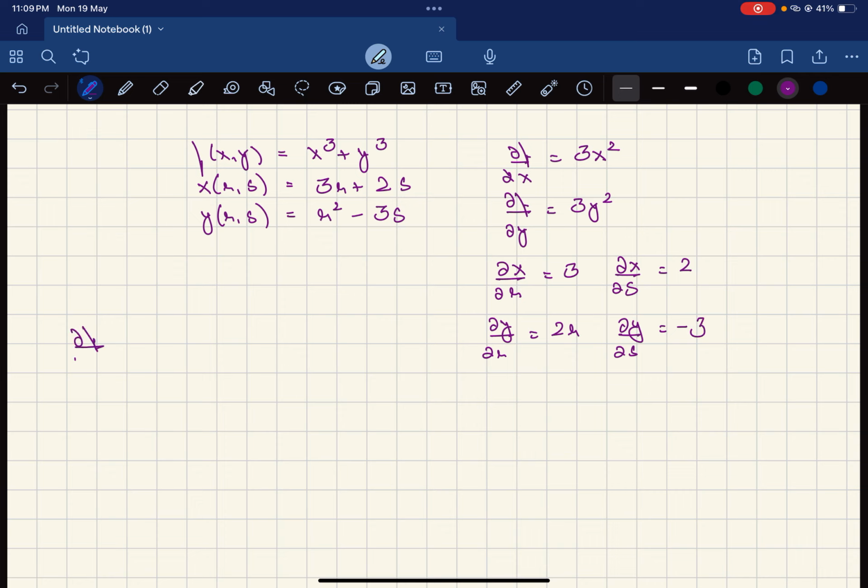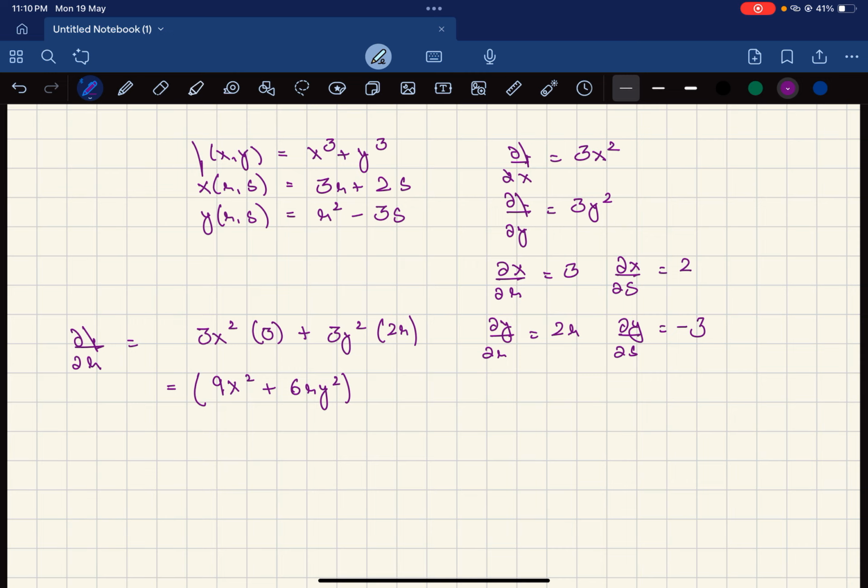Therefore, del f upon del r is del f upon del x, which is 3x square, times del x upon del r, which is 3, plus del f upon del y, which is 3y square, times del y upon del r, which is 2r. So we are left with 9x square plus 6r y square. So this is how we can use the chain rule to find this kind of derivatives here. Similarly, one can calculate del f upon del s in a very similar manner.